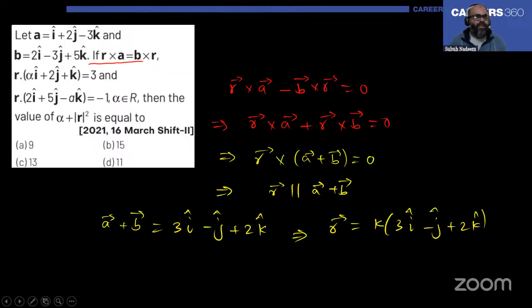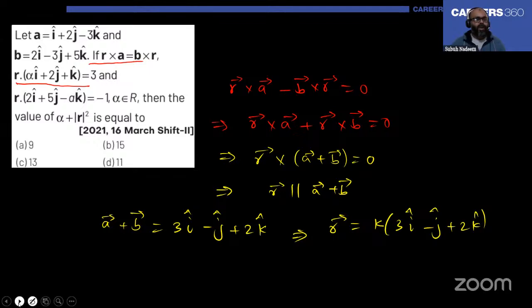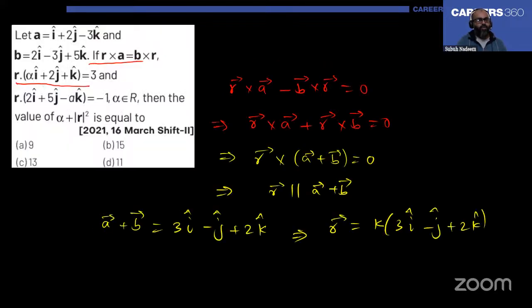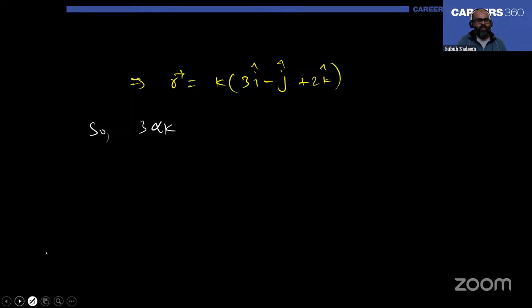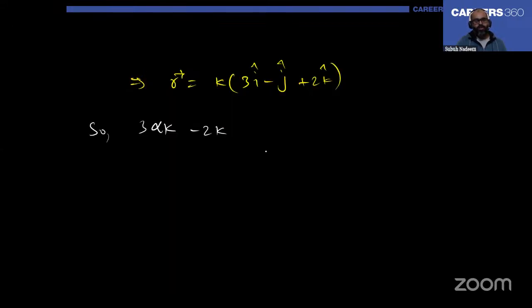Now what else is given? It is given that R dot (alpha i cap plus 2j cap plus k cap) is equal to 3. So if we use this condition, the dot product of R and this vector becomes alpha into 3k, and then 2 into minus k, and then 1 into 2k. This is equal to 0. So from here we get alpha k is equal to 0.